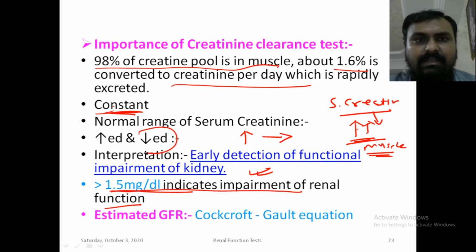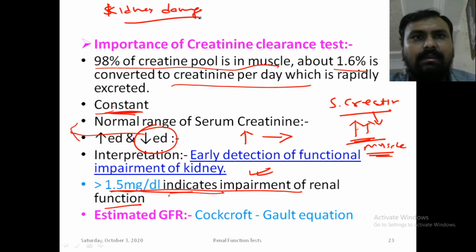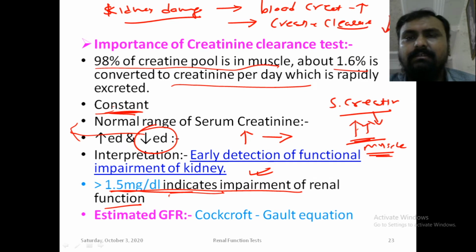Then in which condition is creatine decreased? In severe liver injury, because creatine is formed from glycine and arginine, and the reaction takes place in the liver. So in liver injury it will be decreased. Now, creatinine clearance: if there is kidney damage, the creatinine will not be excreted, so the creatinine level in the blood will be increased. Whenever there is damage to the kidney, it will not be cleared, so the creatinine clearance will be decreased. Okay, when you damage, the clearance will be decreased.